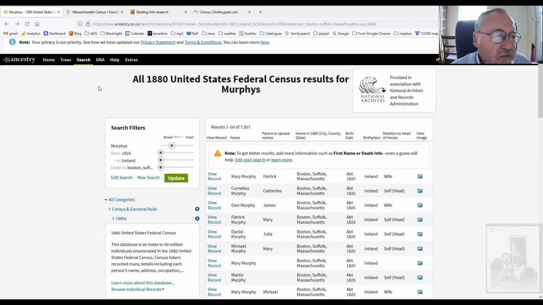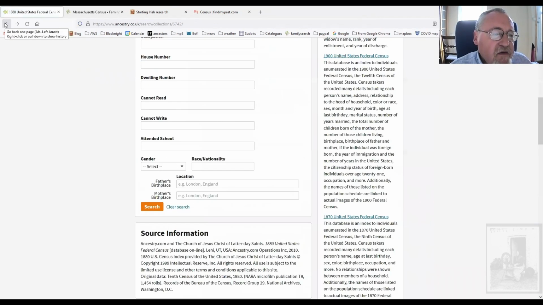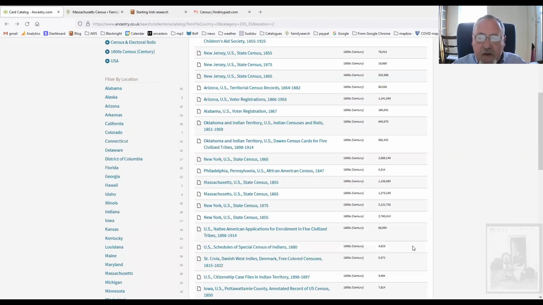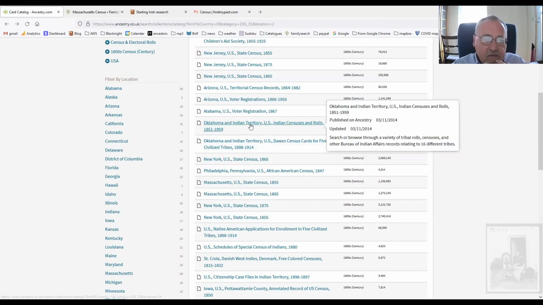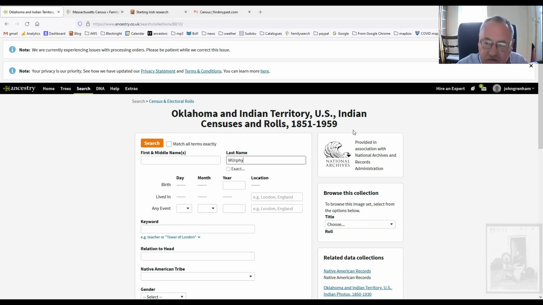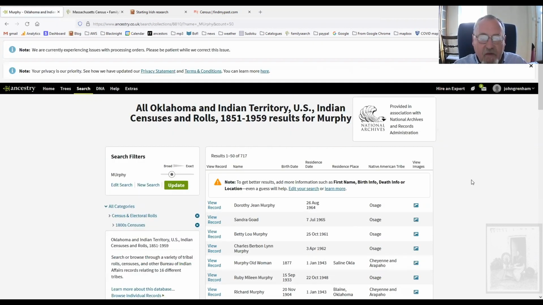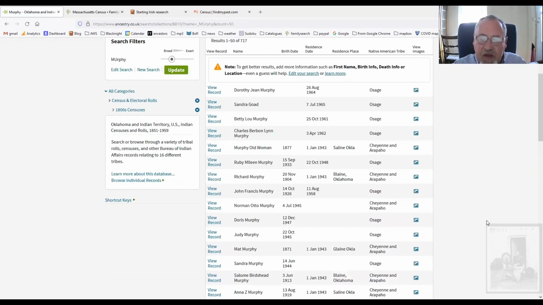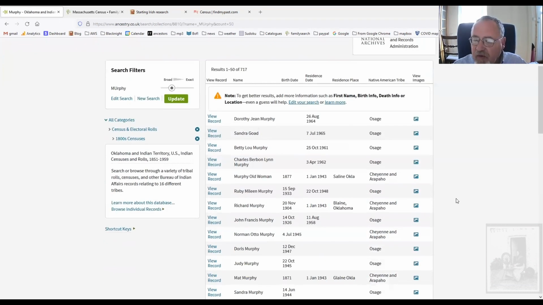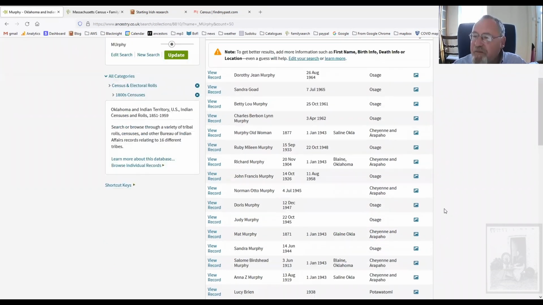So what I'm going to do is go back to the US census returns. I'm going to take the Oklahoma and Indian Territory, 1851 to 1914. Well, these are Indian censuses and rolls. Let's see how many Murphys there are on the Indian censuses and rolls. There you are. Betty Lou Murphy, Ruby Milleen Murphy, Richard Murphy, Osage, Cheyenne, and Arapaho. As I say, we got around.